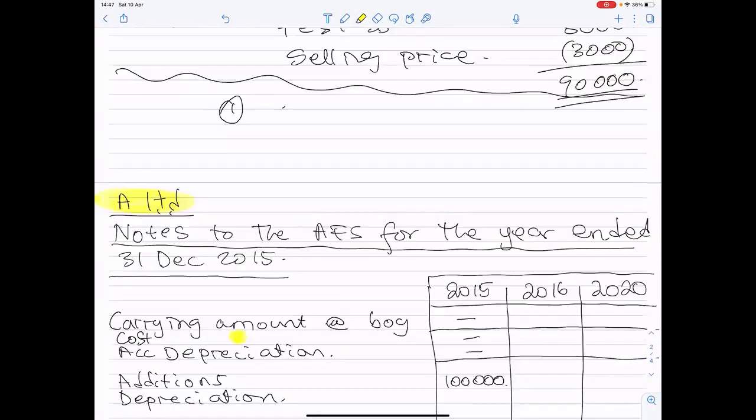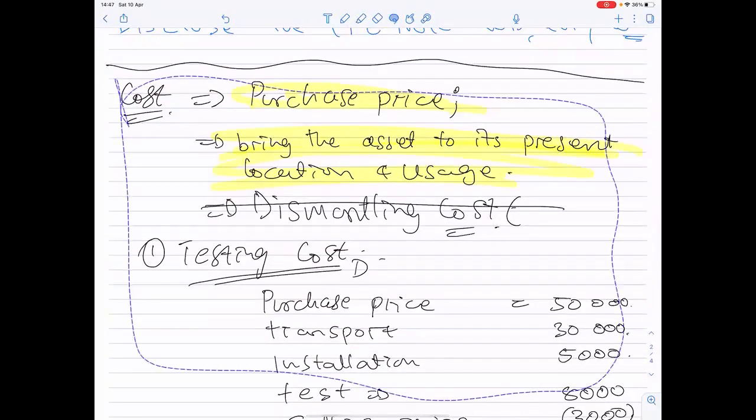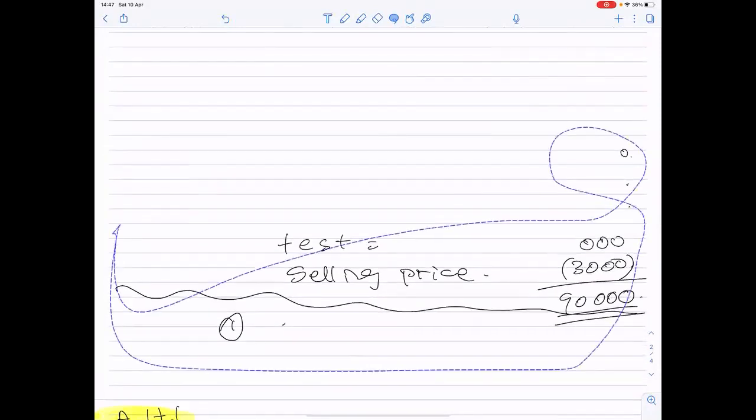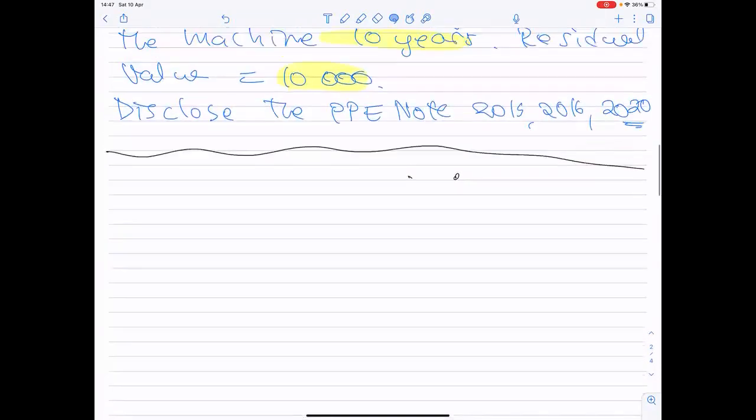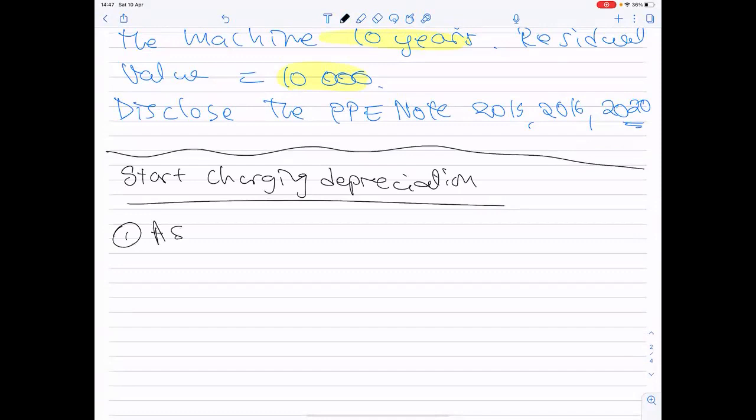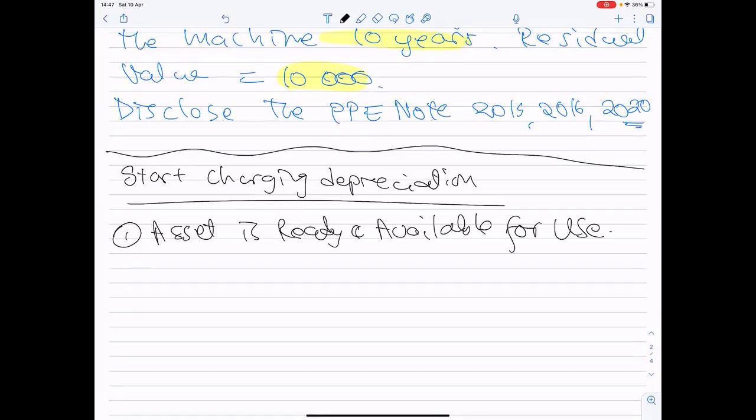Right. The next thing that we want to look at is the issue of calculating depreciation. Now, the important thing is, when do we start charging depreciation? We start charging depreciation, number one, when the asset is ready and available for use. Do you understand? That's when we are going to start charging depreciation.